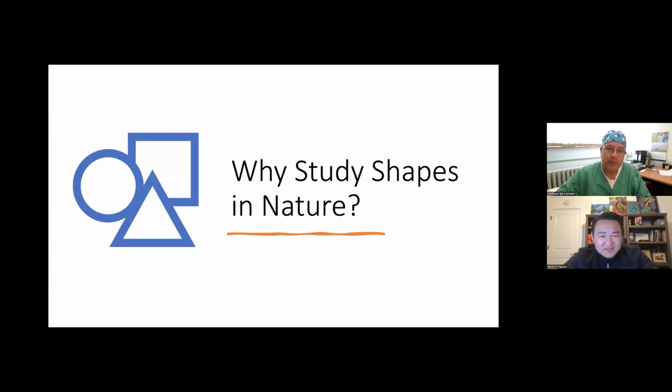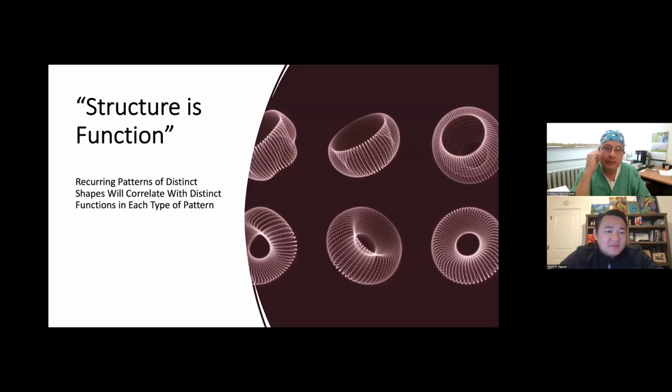So to start, I'd like to talk about why we study shapes in nature to begin with. In biochemistry, the mantra is structure is function, right? And that means that when you have recurring patterns of distinct shapes, you will find recurring patterns of distinct functions that correlate with those shapes. But that mantra is true also throughout the other larger scales of biology.